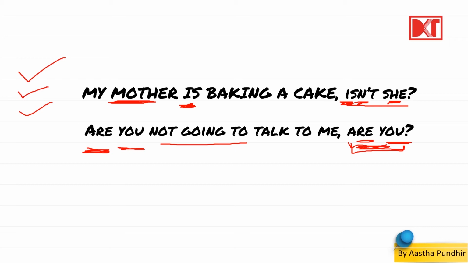The subject of the statement is same as the subject of the question tag, and the verb or the auxiliary verb of the statement is same as that of the question tag. Alright, you see both of these is and are were auxiliary verbs. The main verb here is baking, the main verb here is going. So the auxiliary verbs were same in the statement and the question tag. Alright.